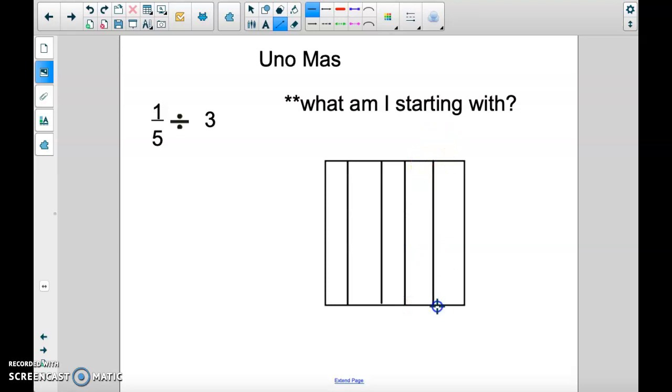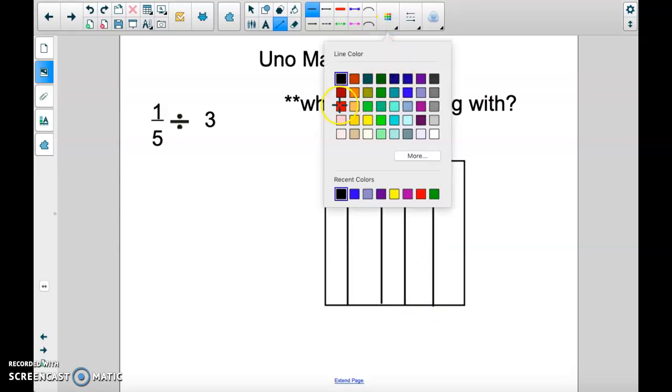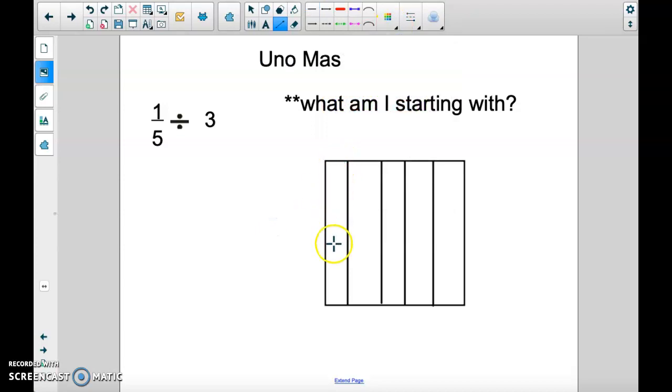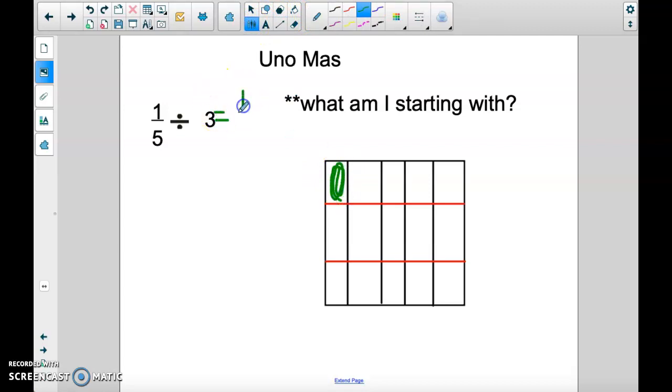Again, not perfect, but it doesn't need to be. And then here's my 1/5, right? I need to split it into 3 equal pieces. Right? Then, how much is this one piece? Well, I have one piece out of 1, 2, 3, 4, 5, 6, 7, 8, 9, 10, 11, 12, 13, 14, 15. Out of 15.